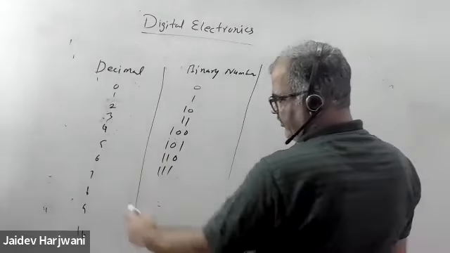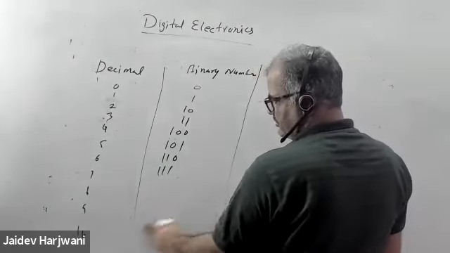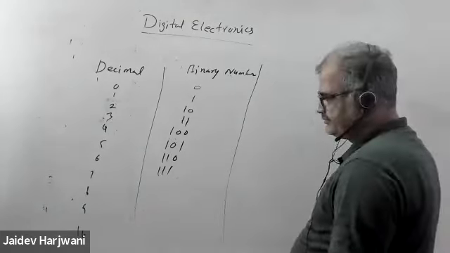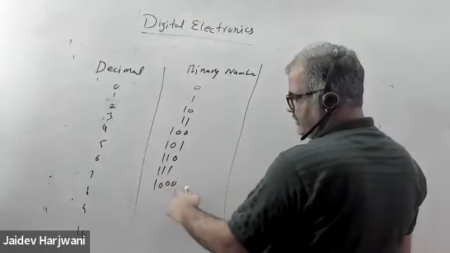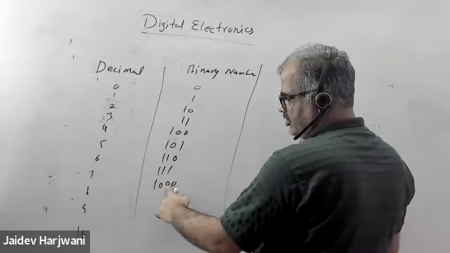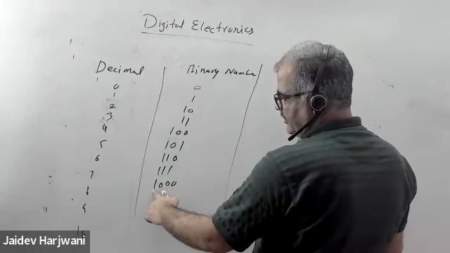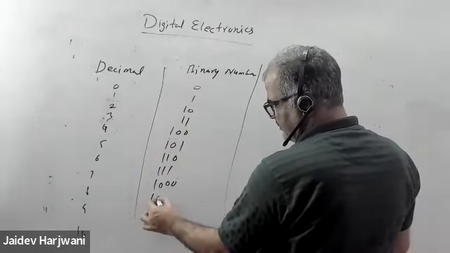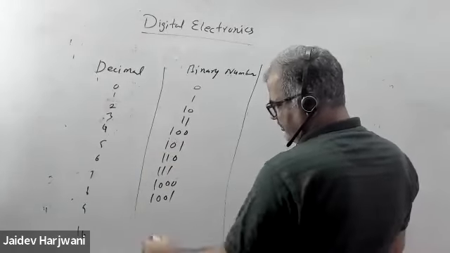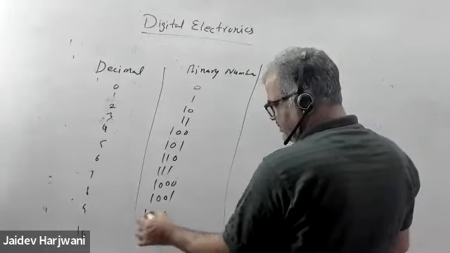Okay. If you want to write 8, so 8 will be what? 1000. 2 power 0, 2 power 1, 2 power 2, 2 power 3. 2 power 3 is 8. Similarly, I want to write 9, it will be 1001. I want to write 10, 1010.